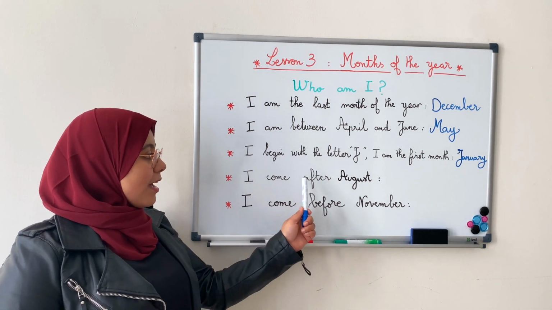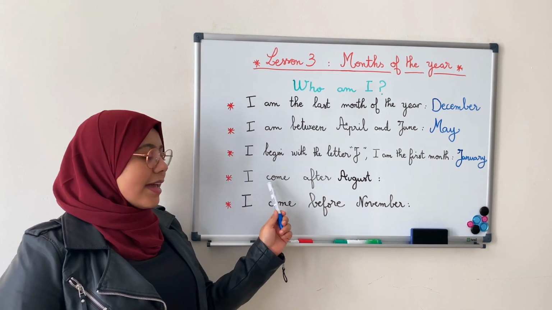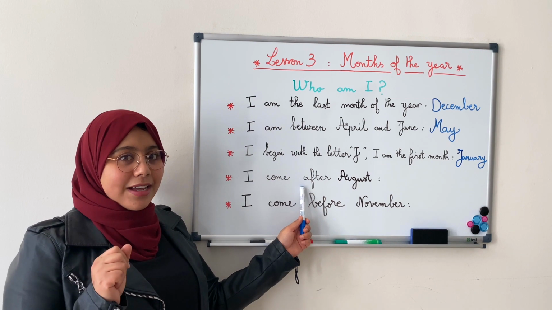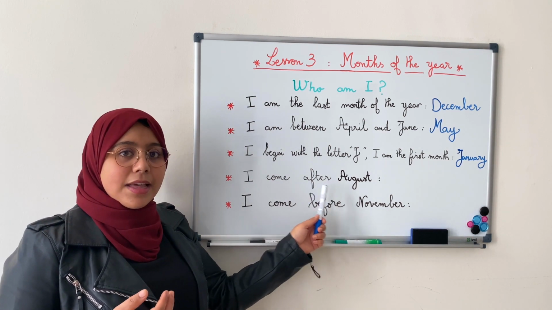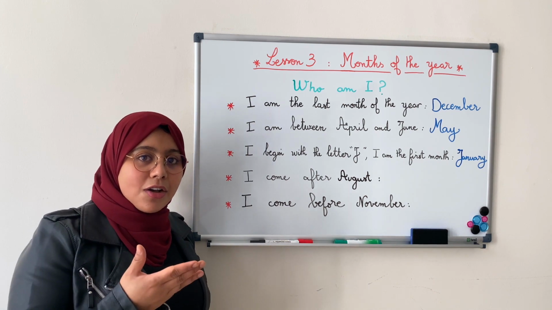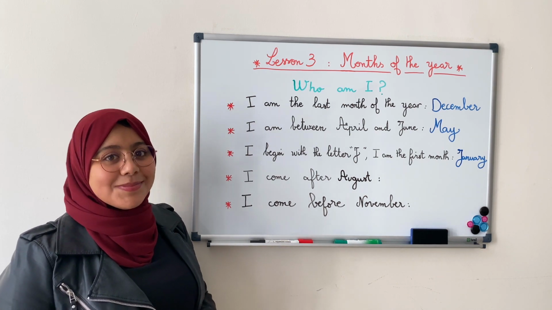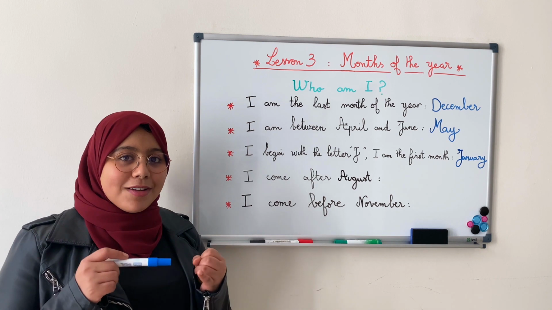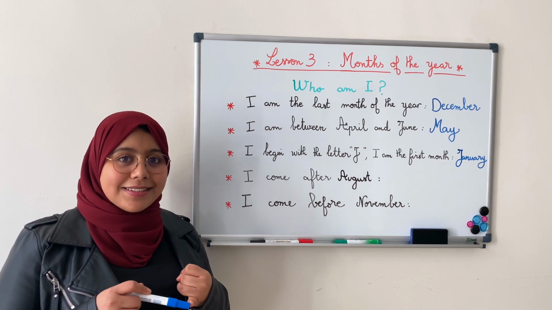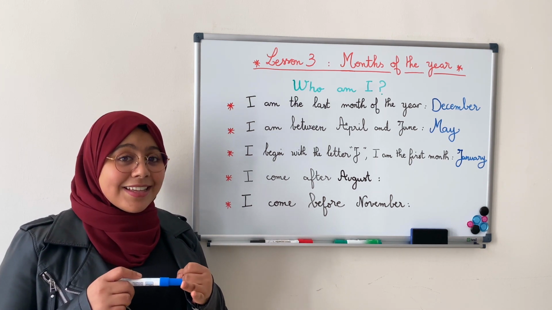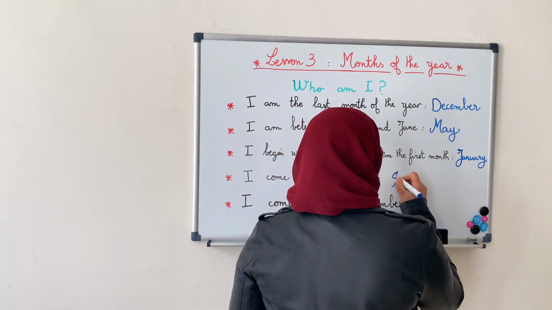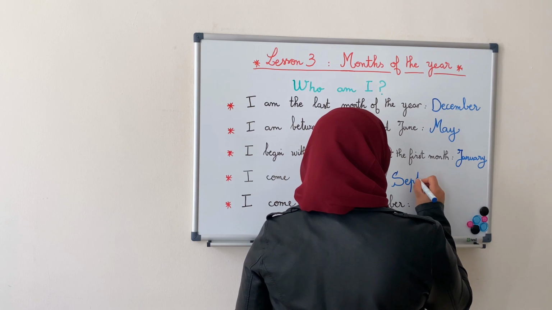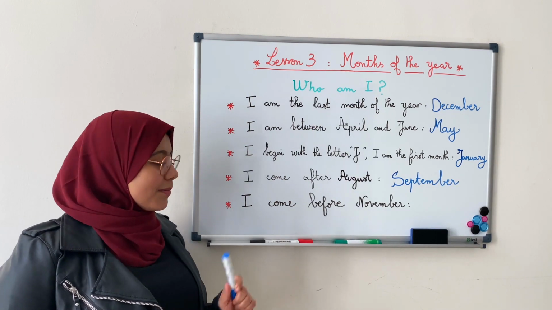I come after August. In the second lesson we learned after, we said it means after. I come after August. Who am I? We have August and then September. Excellent. September. Let's move on to the last one.